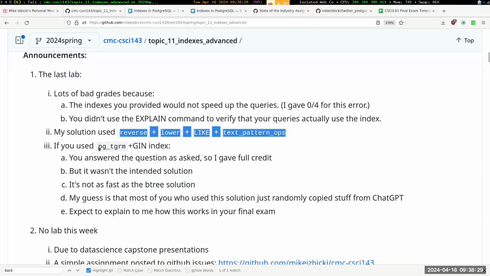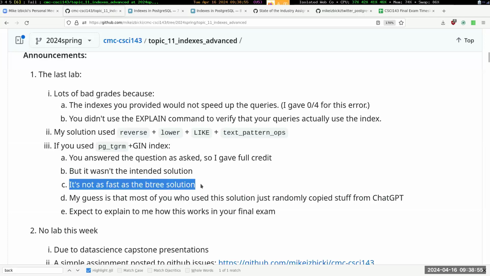Last thing to say about the lab, though, if you did use this PG trigram operation plus the GIN index, or the PG trigram extension plus the index, you got full credit because it wasn't what I was intending, but you did answer the literal question that I asked. And so I always give full credit for correct answers of what I literally asked, even if it's not what I intended to ask.